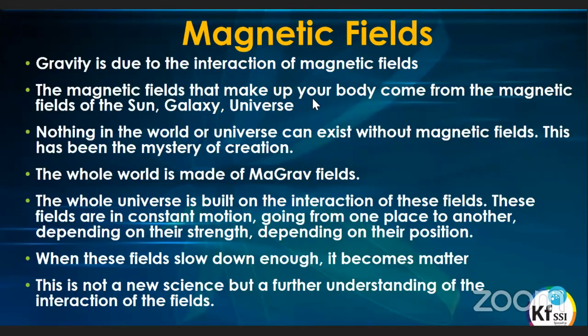It's the interaction of the magnetic and gravitational fields which create what we see. And the universe is built on the interaction of these fields. These fields are in constant motion, going from one place to another, depending on their strength and depending on their position. And when these fields slow down enough, it becomes the matter state. That's what we can see. So this is not a new science, but just a further understanding of the interaction of the fields that creates everything around us, that creates who we are and everything around us.